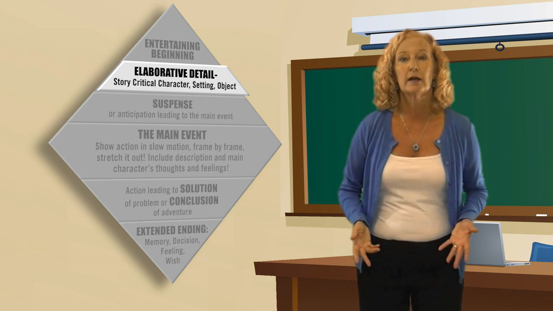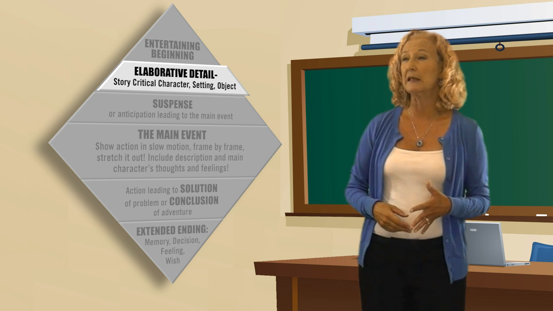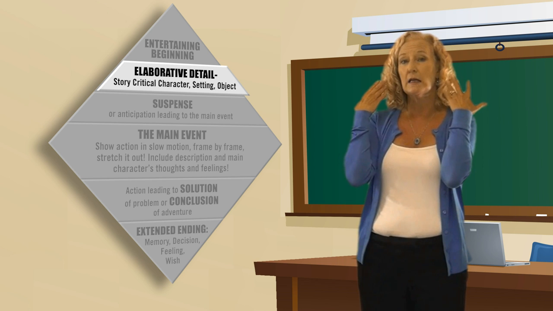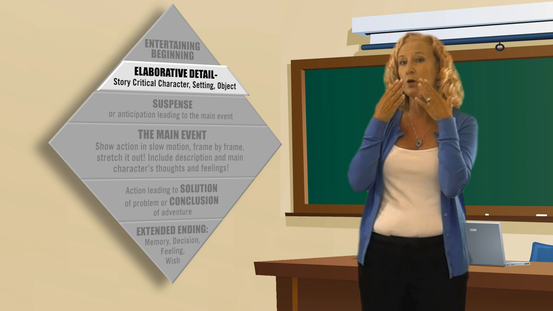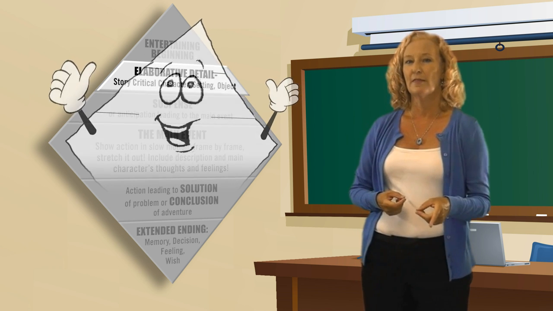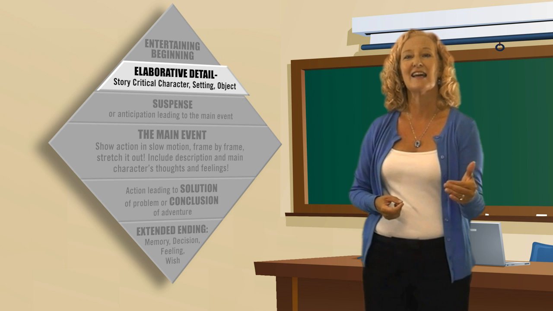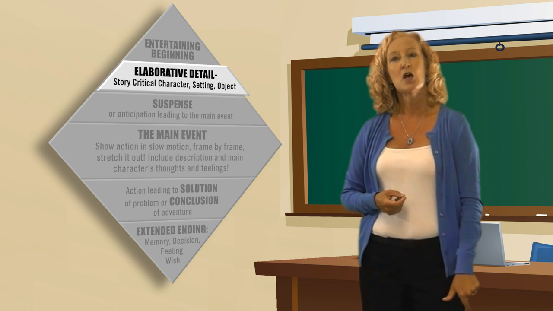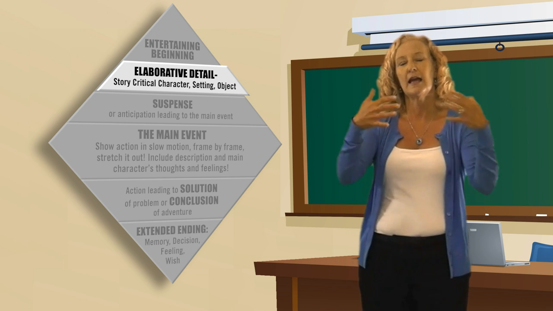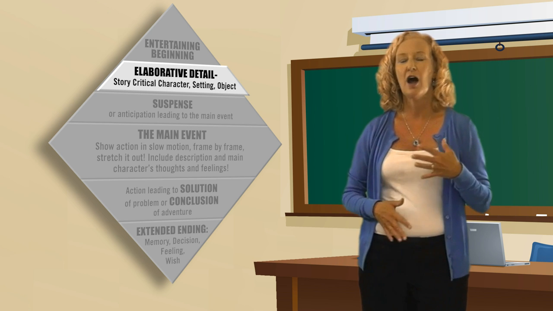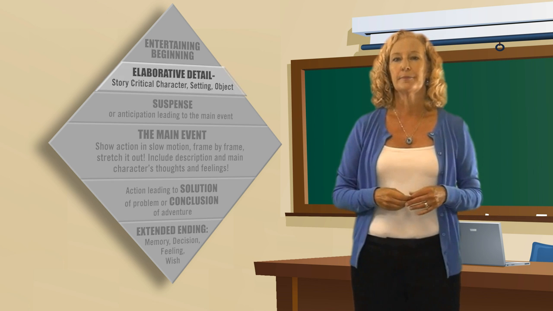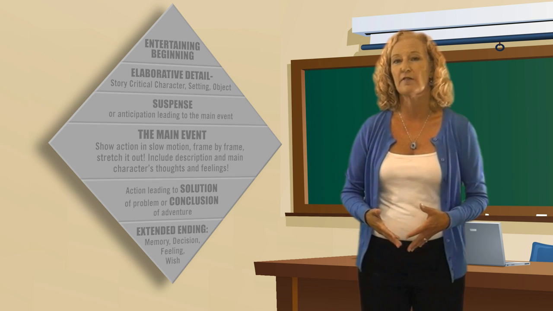And here's how they do it. They use something that's really important, like they might use their eyes, or their ears, or their mouth, or their nose. What are those things called? The 5 senses. Yes, you got it. It's all about the 5 senses. So the author wants to be sure that you, the reader, can enter into the story world, and the author does that through elaborative detail. All right, let's look at the next part of the diamond.